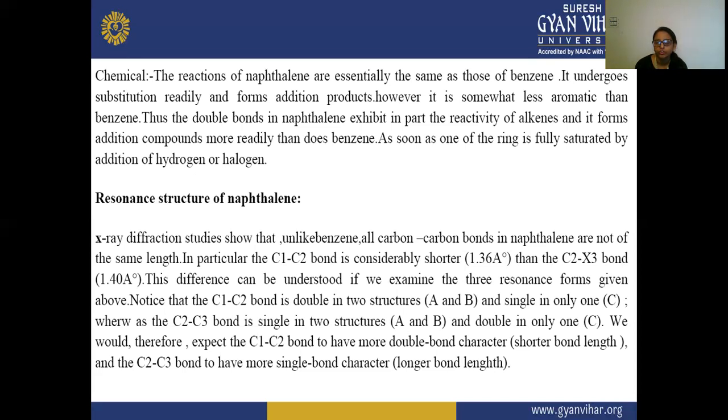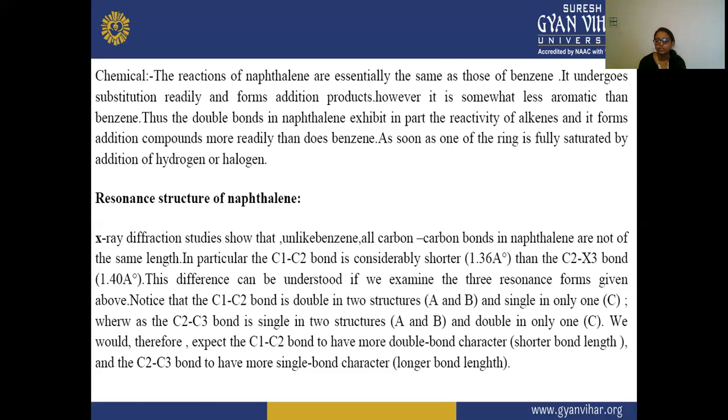Now the resonance structure of naphthalene. X-ray diffraction studies show that, unlike benzene, all the carbon-carbon bonds in naphthalene are not of the same length. In particular, the C1-C2 bond is considerably shorter, 1.36 angstrom, and the C2-C3 bond is 1.40 angstrom. This difference can be understood if we examine the three resonance forms given below.